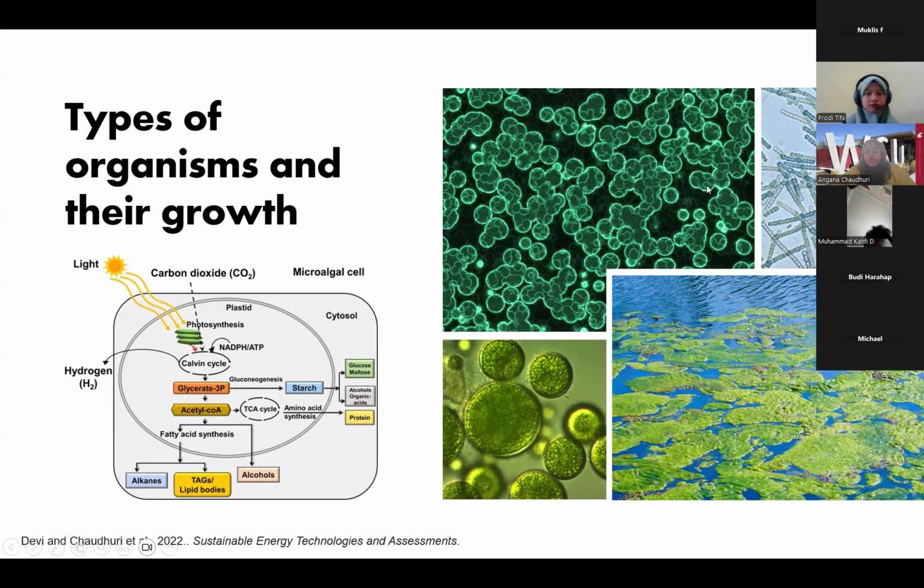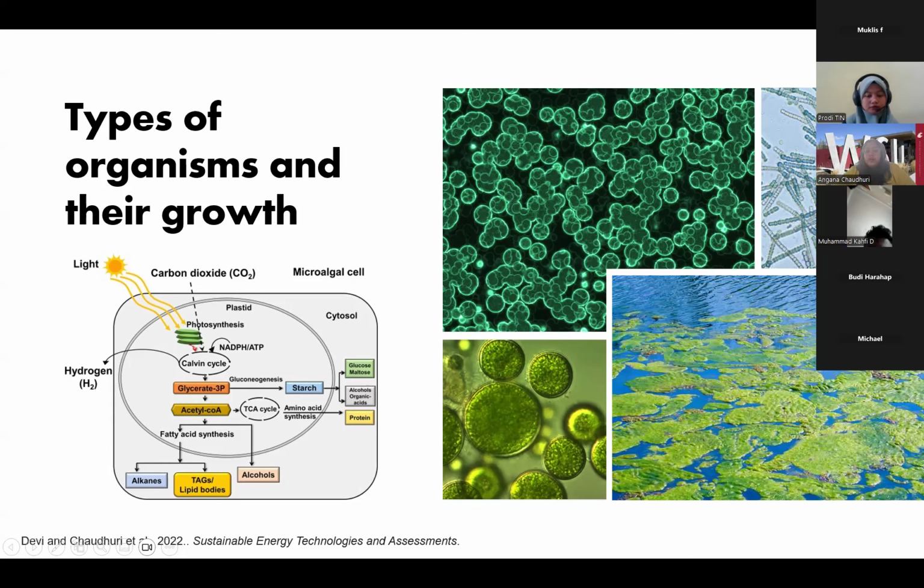Now, these are some images where we can see the microscopic structure of the microalgae. This is a cyanobacteria, where we can see the strings of the cyanobacteria, and these are also green in structure. And this is the microalgae which we get in our environment.